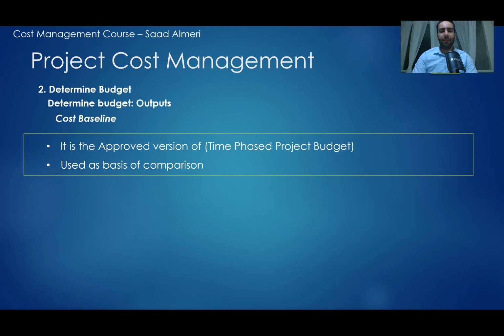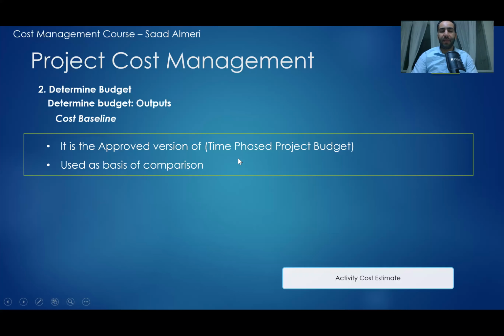The second process that we have in the project cost management is called determine budget. For determining budget, we need to get the cost baseline. And the cost baseline represents the approved version of the time-phased project budget. What does that mean? That means after we estimated all the activities of the project, then we have something called the cost baseline. And the cost baseline we will explain about it in this chart.